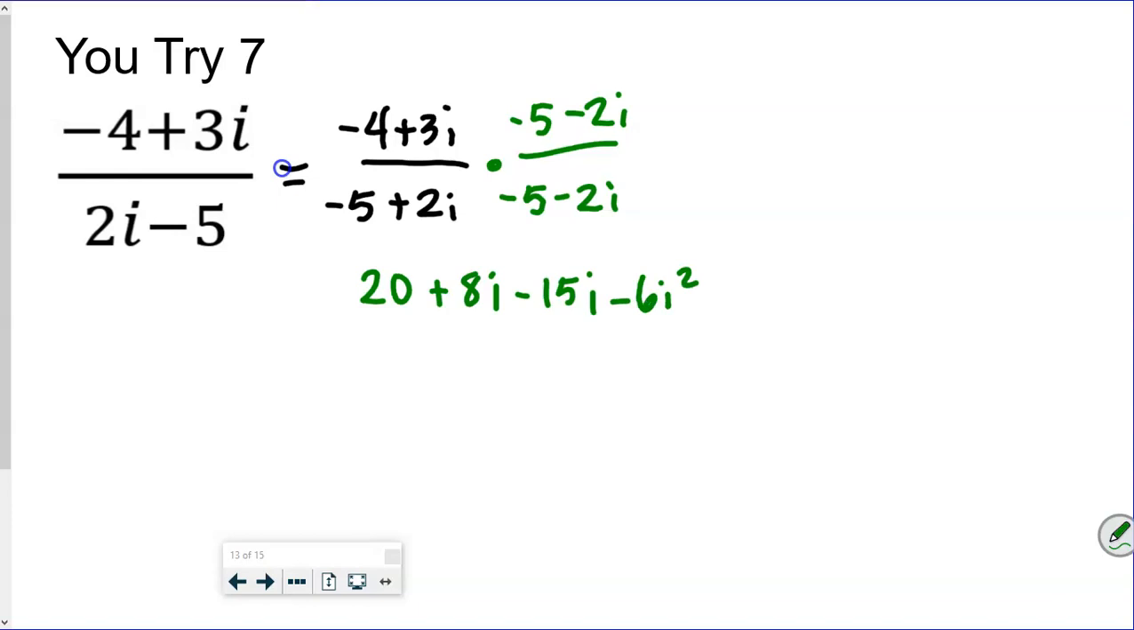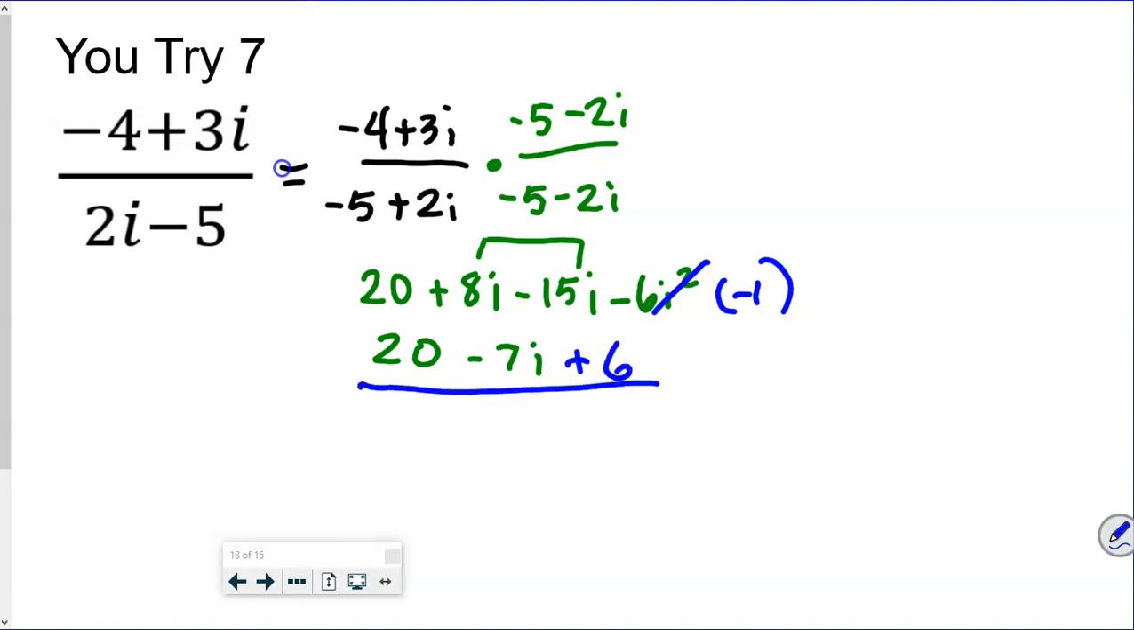So hopefully you see our like terms here, right here in the middle. These two, right? See them? So this is going to be 20. And that's going to be minus 7i. And again, we're going to change this, right, to a negative 1. So that's going to give us what, y'all? Negative 6 times negative 1, that's plus 6, right, y'all?